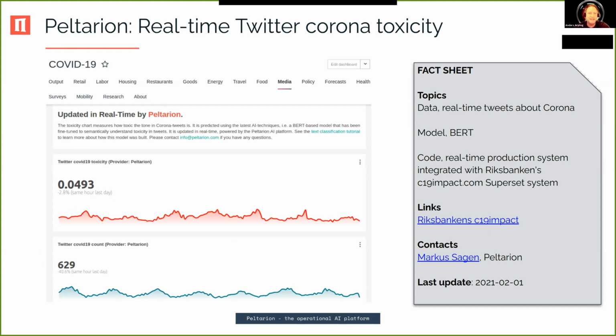We have done a number of other medical use cases at Peltarion. One was for the Swedish central bank, Riksbanken, who wanted to track the sentiment of Corona. We can do sentiment prediction rather easily, but we also tried to do something else, which is to measure toxicity: the level of toxicity in Twitter tweets when speaking about Corona, and see if we can track that in real time. This is actually deployed and running on the Peltarion platform, and it's integrated into Riksbanken's c19impact.com website, which you can go to. It's running in real time, and you can see how the sentiment and the toxicity go up and down over time.